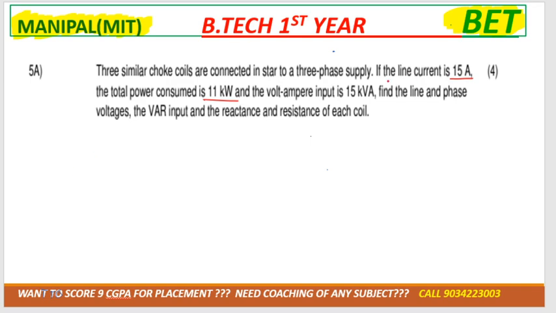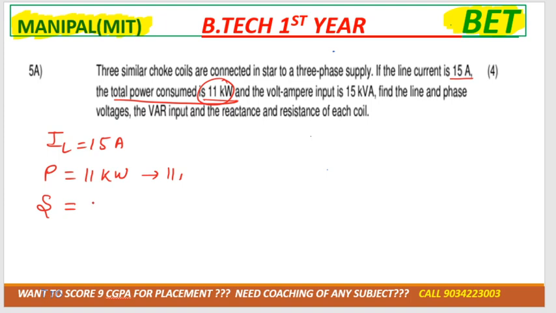See, in this question they said the line current is 15 ampere, so IL is equal to 15 ampere. Total power consumed means active power, that is 11 kilowatt. Kilowatt is the active power unit, and volt ampere is the unit of what? Apparent power. Okay, 15 kVA means apparent power.